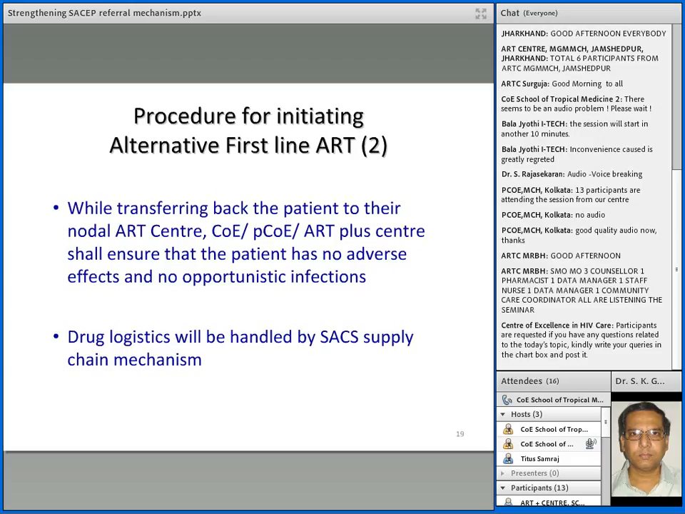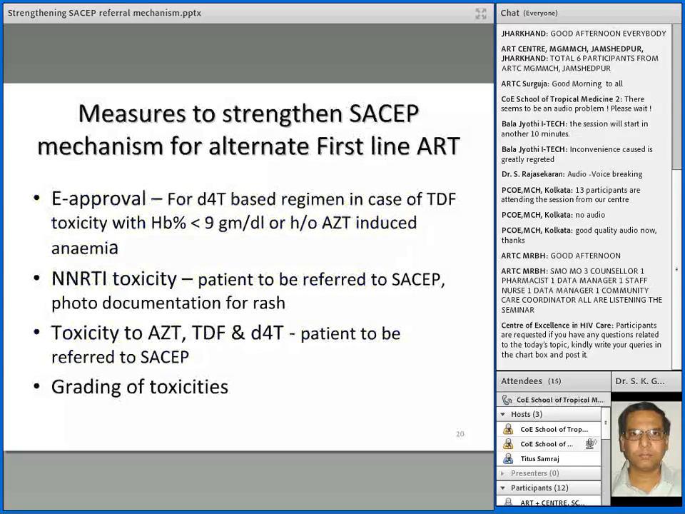Unless the patient has some compelling issues that he or she needs to go back to his place at the ART center, so this could be the other exception. And the drug logistics are currently handled by the State Health Control Society through the supply chain mechanism that is already well known to all ART medical officers.